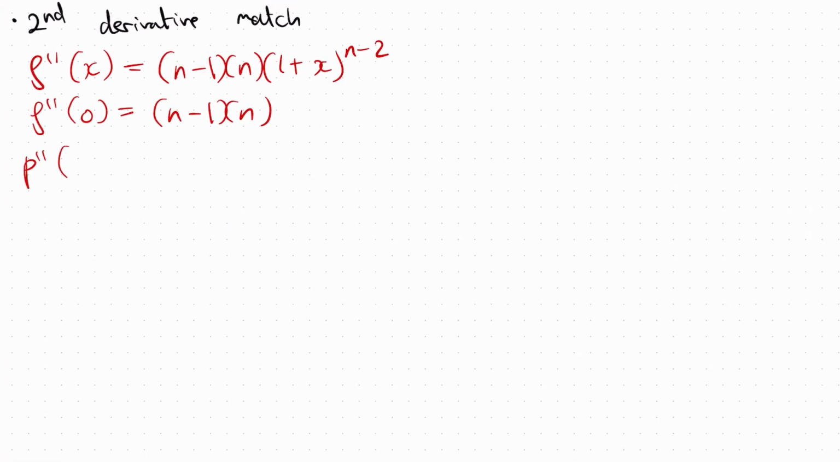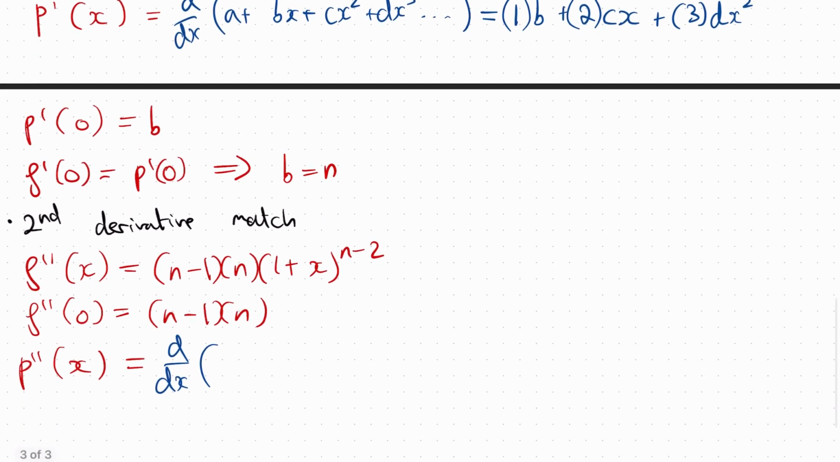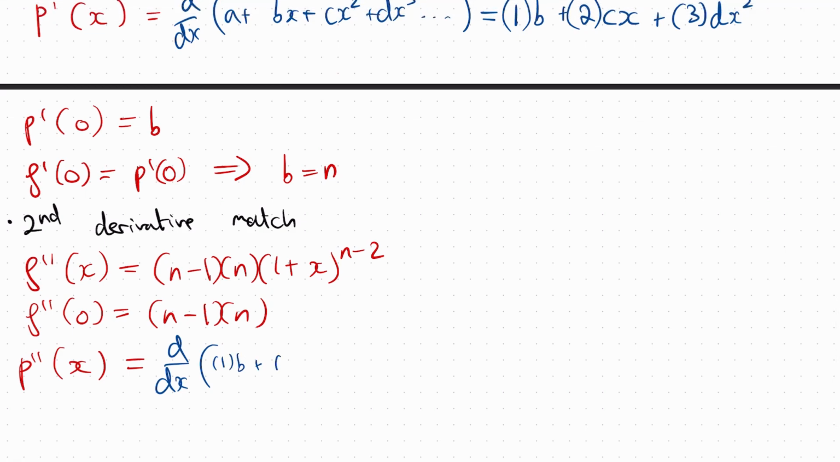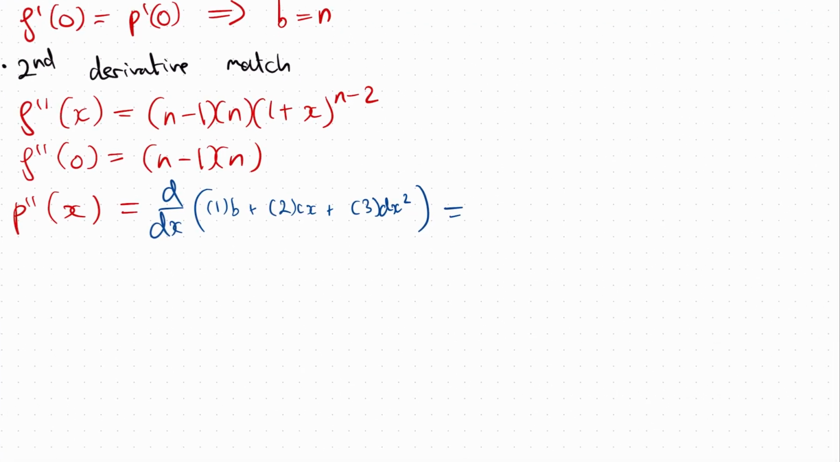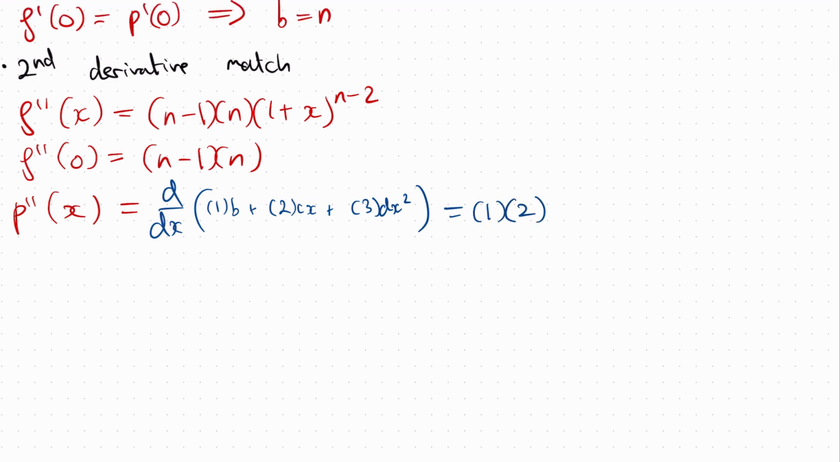So p double dash of x is going to be d by dx of p dash, which we figured out up here was just 1. Okay, we'll just leave the coefficients in: 1 plus 2cx plus 3dx squared. And differentiating that, well, this is just a constant, so that disappears. And moving the 1 up here, you're going to get 1 times 2c, plus, move the 2 down there, plus 2 times 3, like so.